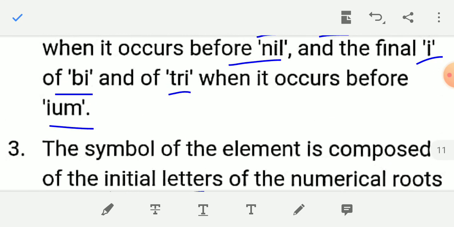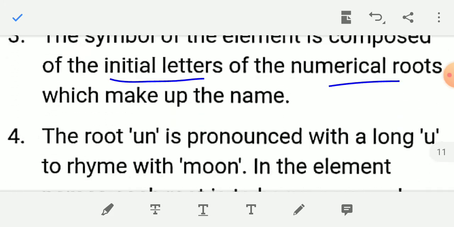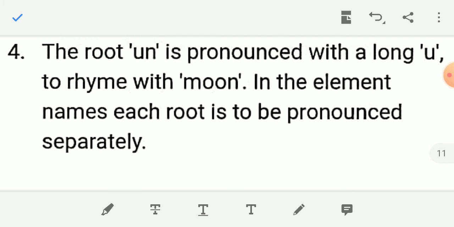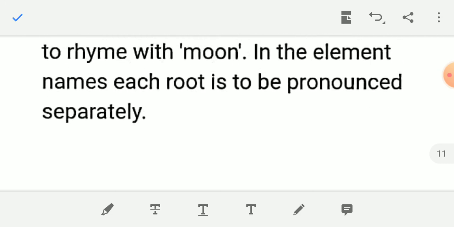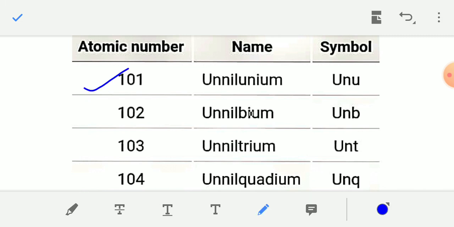So these first three rules are the main rules, rule number 1, 2 and 3. And some examples: if atomic number is 100, then you have to use un for 1, nil for 0, and for 1 again un, and at the last you have to add ium. So the name is unnilium, symbol Unn.